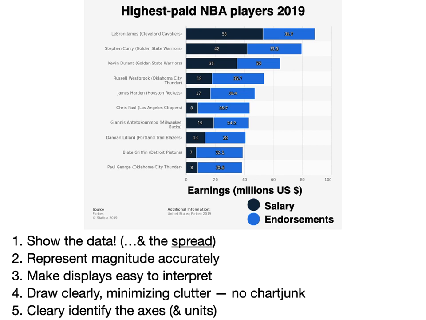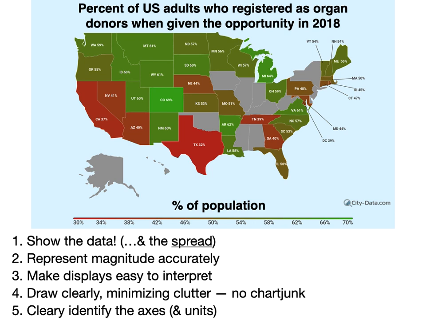Okay, here's another example. This is data on NBA player salaries from 2019. And another example, this is also data from the United States. These are, by state, percentages of adults who are registered as organ donors.